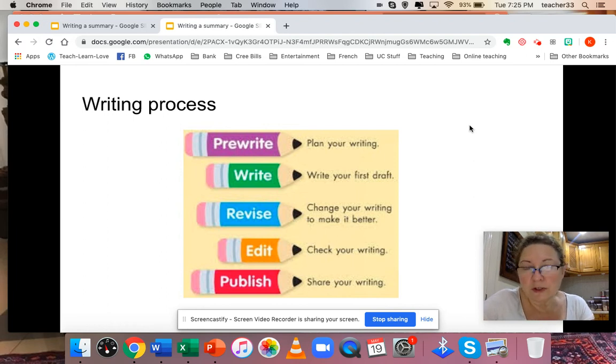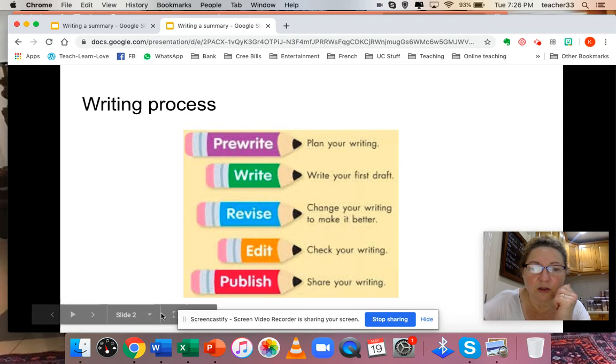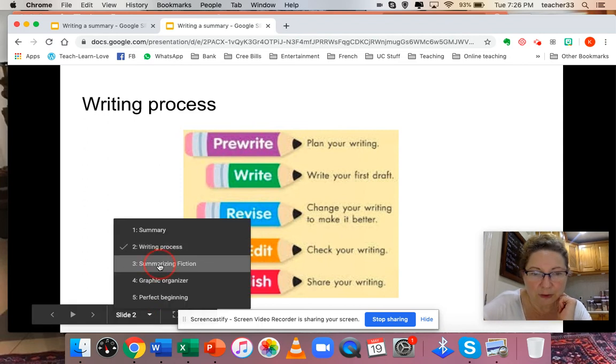When you write your first draft, then you switch your hat from the writer to the reader. You've written your first draft and now you are a reader. You will read your first draft and you will change your writing to make it better depending on what questions you might have as a reader. Then you will try to edit your writing and I'll help you with that process. And then finally you would publish it, right?